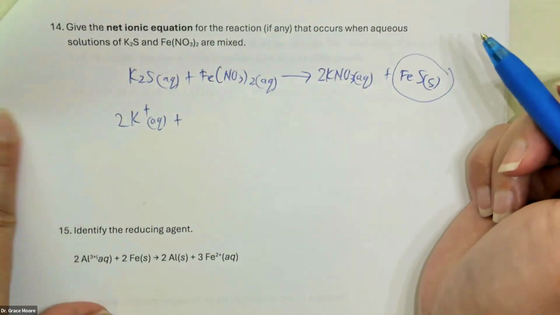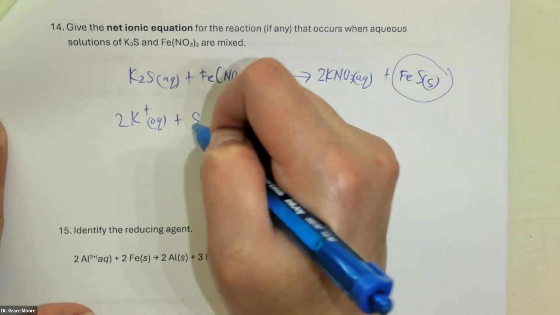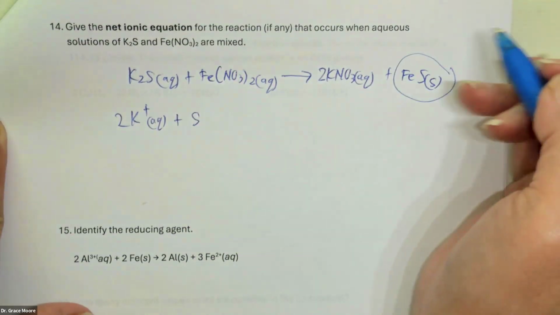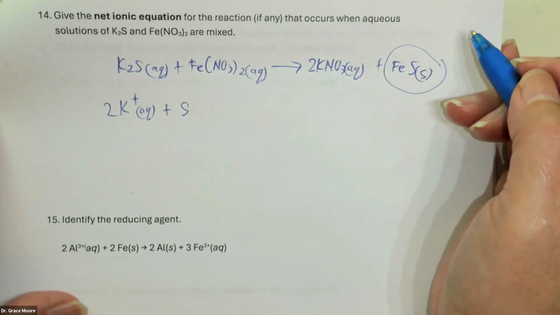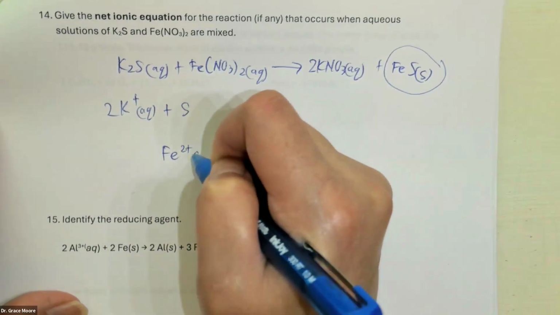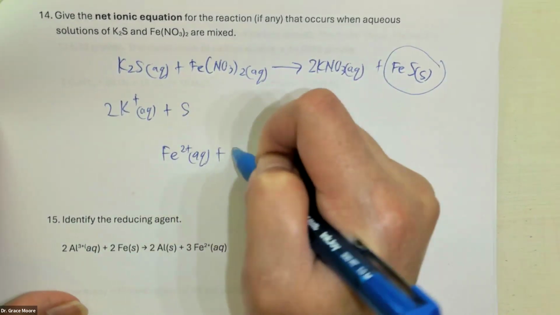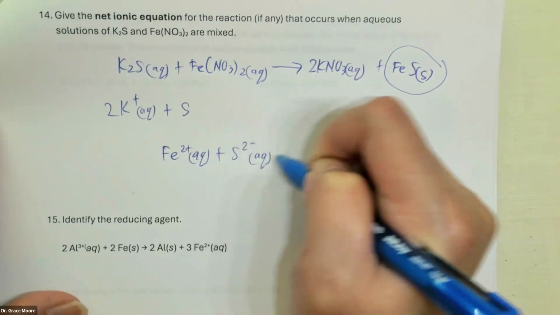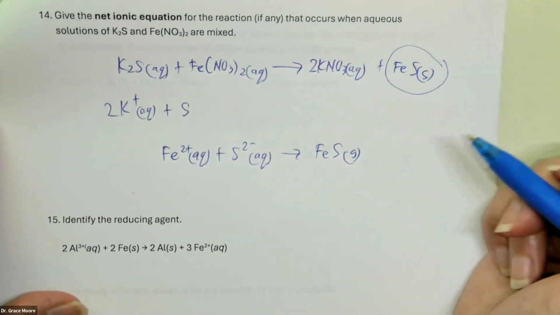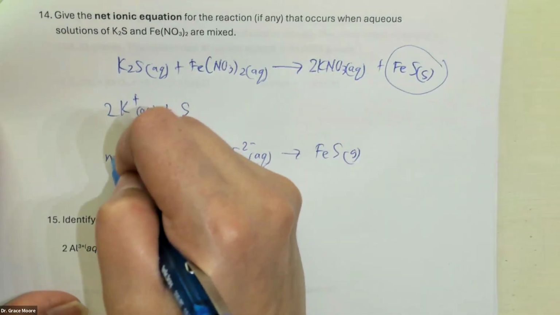And then I guess I'll write a complete ionic and then show you that. You don't have to do this on a real test because you would be wasting time. If they're asking for net ionic, don't worry about doing everything. Just go straight to Fe2 plus and S2 minus goes to FeS. That would be the net ionic.